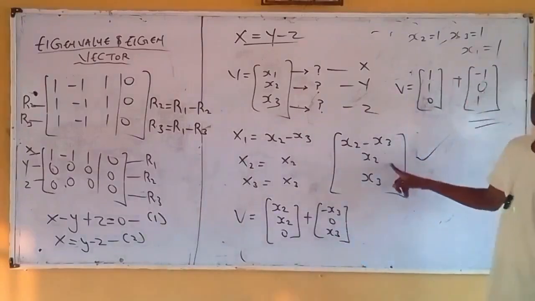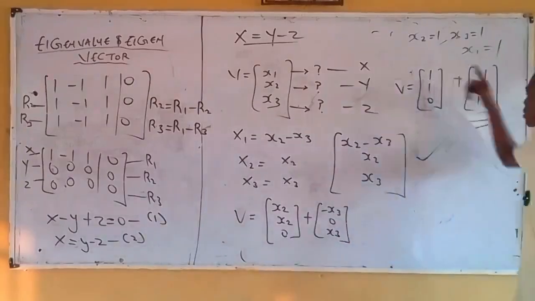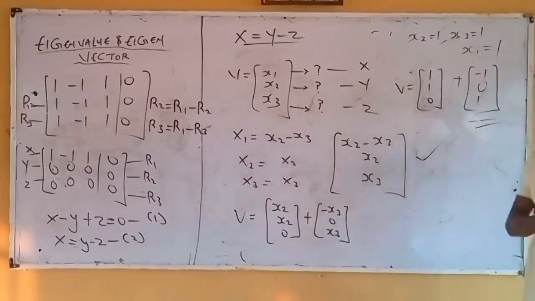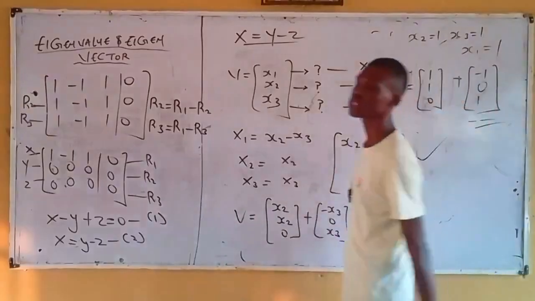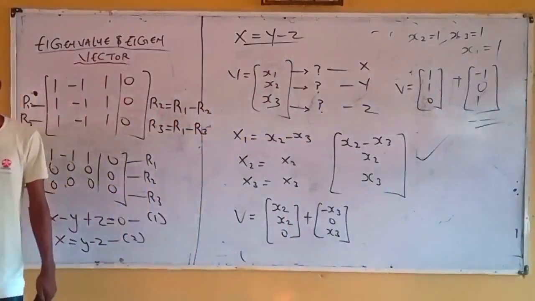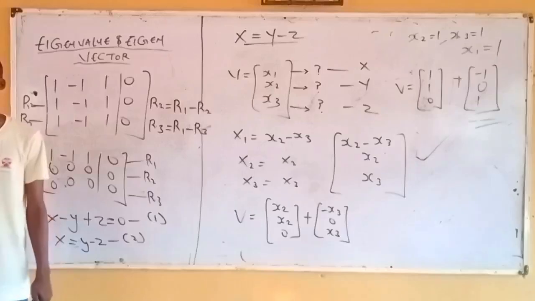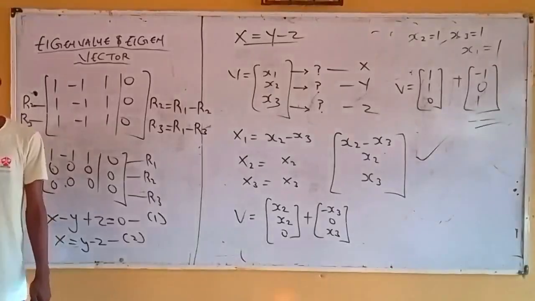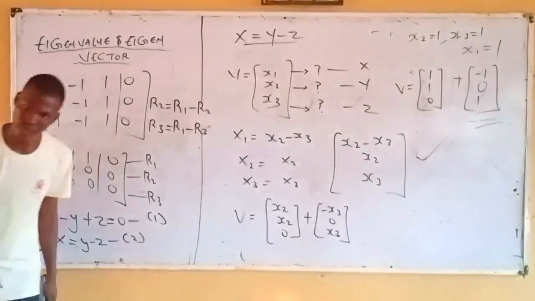Up to this level, you are correct. This level, you are correct. This level, you are correct. Whichever level you stop, you are correct. So this is your eigenvector. This is your eigenvector when lambda is equal to negative 2.